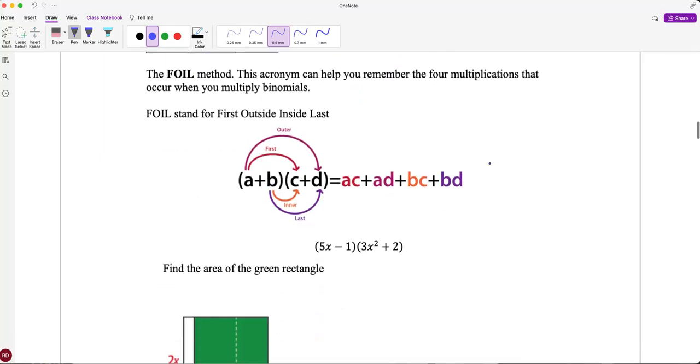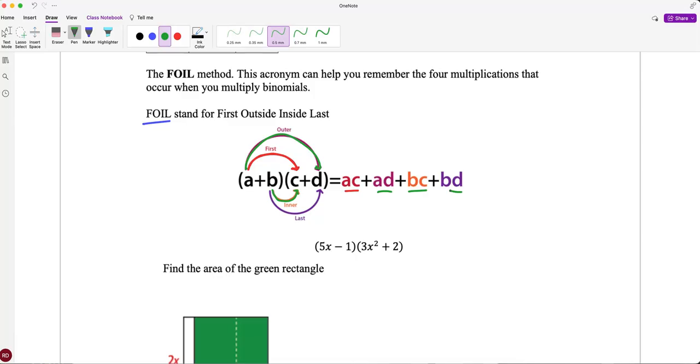The other method for multiplying works for binomials. Some people don't like it because it doesn't work when you get to trinomials, but binomial multiplication comes up quite a bit. So there's an acronym FOIL. It stands for first, outside, inside, last. And what that means is when I'm multiplying this, I multiply the first terms together. So the A and the C, those are the first terms. The outside terms, the A and the D. The inside terms, the B and the C. And the last terms, the B and the D.